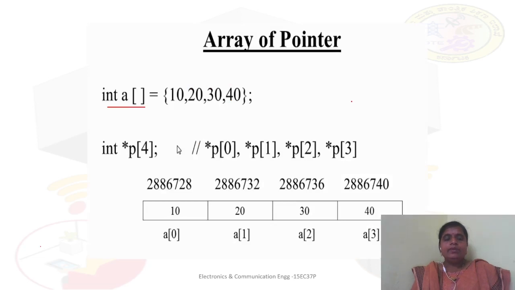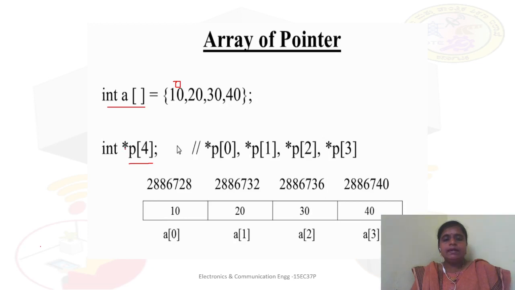Now, if I declare an array of pointers, suppose I have initialized an array of 4 elements: 10, 20, 30 and 40. These will be the 0th element, first element, second element and the third element, that is a of 0, a of 1, a of 2 and a of 3. If I declare the pointer p of 4, having initialized the number of elements to be 4, then what will happen here?